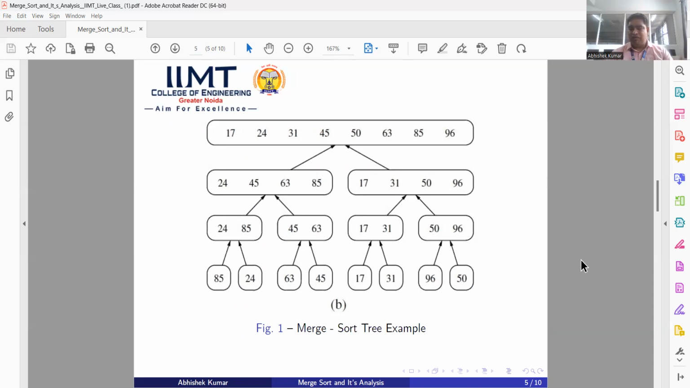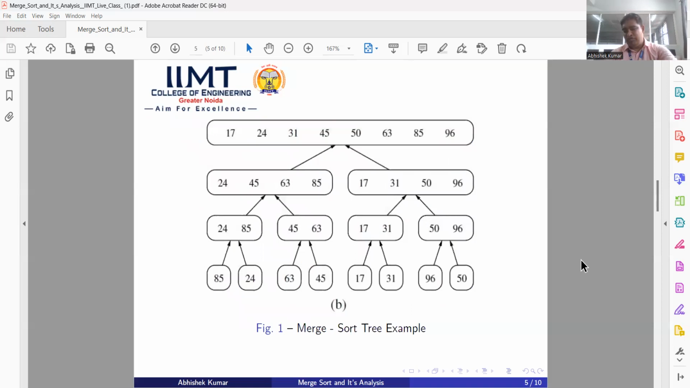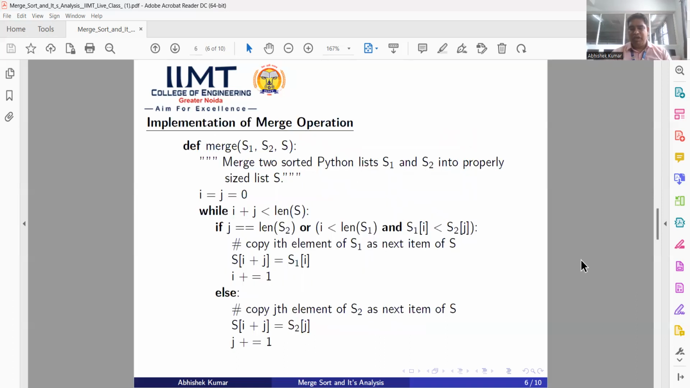And in that case also what we are doing, we are taking the S[i plus j]. That means same thing we are doing. Here also i value is 0 and j value is 0. So S[i plus 0] will also be S of 0. S of 0, which value are we pointing to? We are pointing to S2 of j. So S2[j] value we are pointing in S[i plus j]. And again, same thing we are doing, j value will get increased to j plus 1.